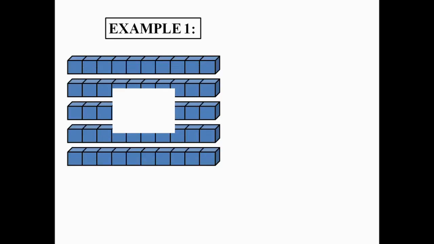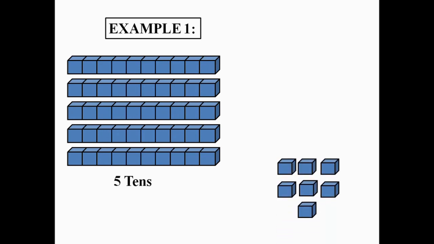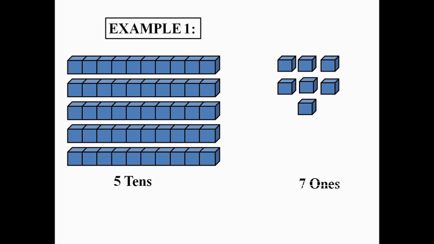We have 5 tens and 7 ones. So 5 tens and 7 ones make the number 57. Now let's move to another example. We take the number 99.